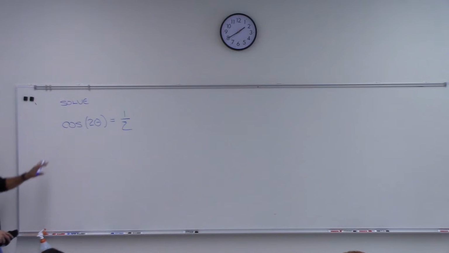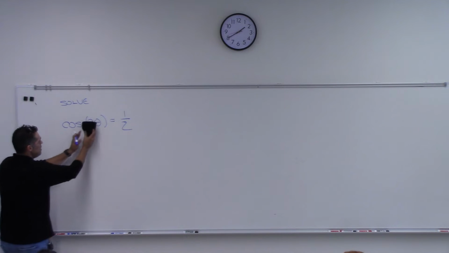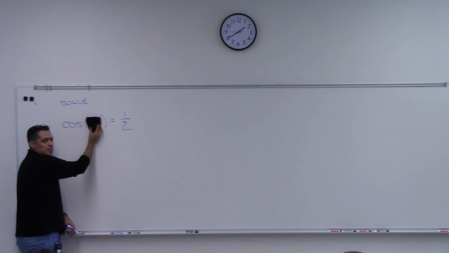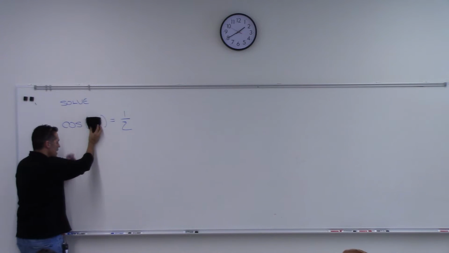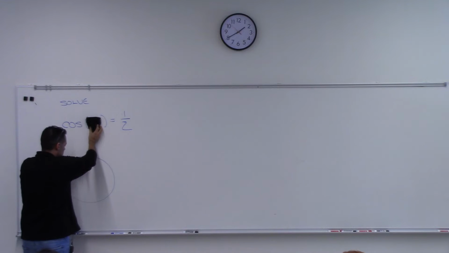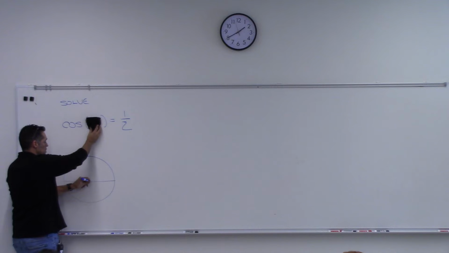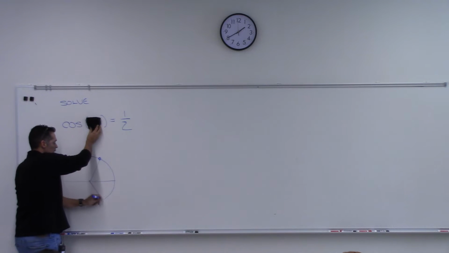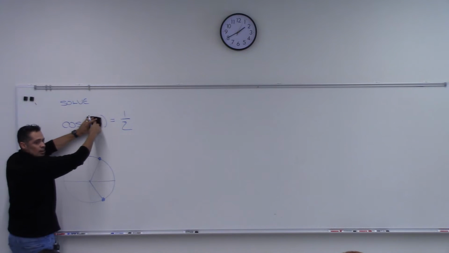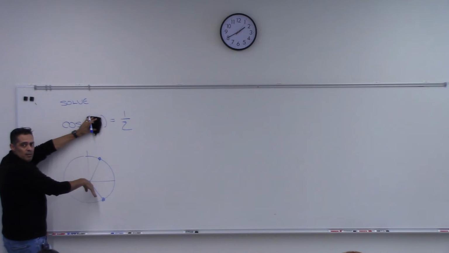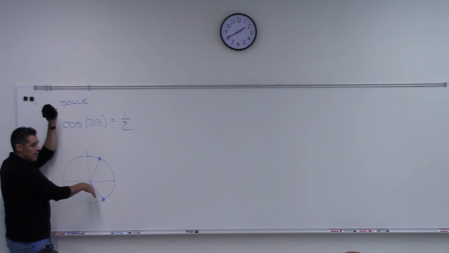So this is still asking us the same question. The way that I look at this is this: the thing in here is just some angle. Cosine of some angle has to be a half. So I'm still asking where on the unit circle am I going to have an x-coordinate of a half? That's still here and here. So what I need is for that angle to be there or there. But it's 2 theta now, not theta.